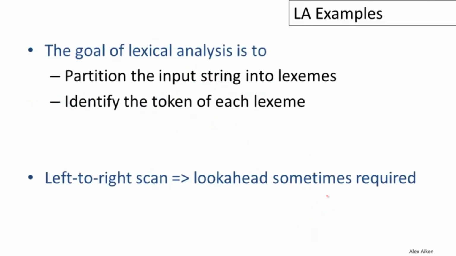So to summarize, the goal of lexical analysis is to partition the input stream into lexemes. Okay, so we're going to draw dividing lines in the string to decide where the lexemes lie, and we want to identify the token of each lexeme. And exactly because we're doing a left to right scan, sometimes we have to have look ahead. Sometimes we have to peek ahead in the input stream to figure out what the current substring we're looking at, what role it plays in the language.